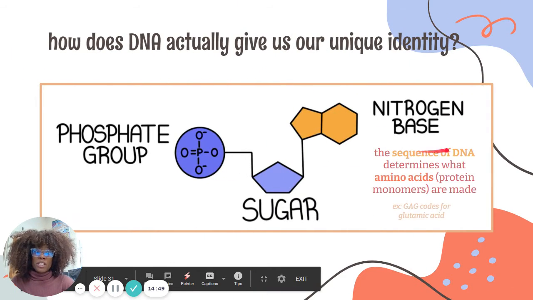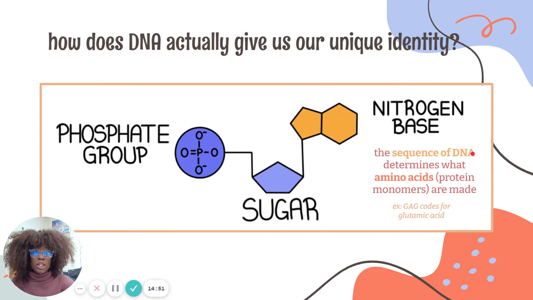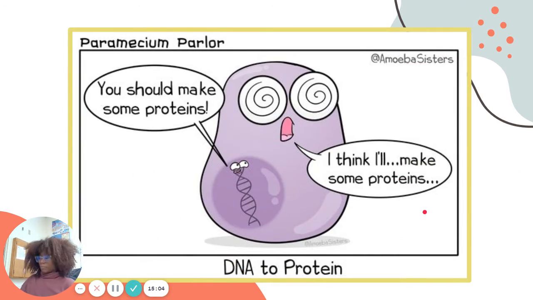Okay, this sequence of DNA, as we showed in Central Dogma, is going to determine what amino acids, which are part of the protein, are made. So, for example, GAG in the DNA is going to code for glutamic acid. If it's not making sense, that's okay. We're going to keep going over it in different ways.